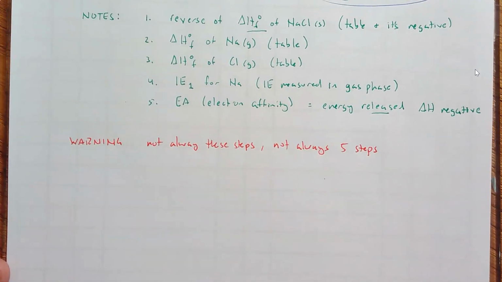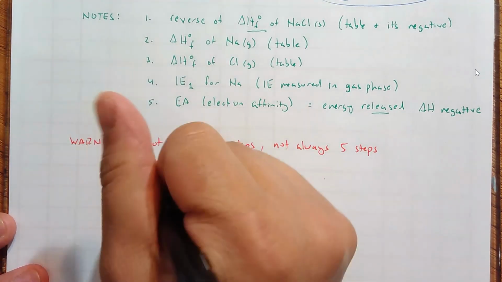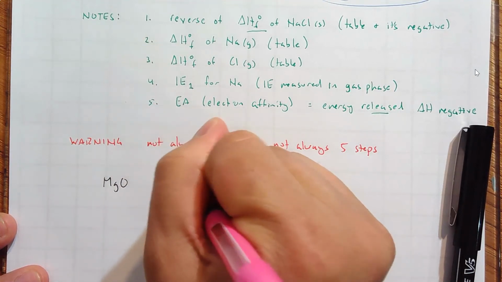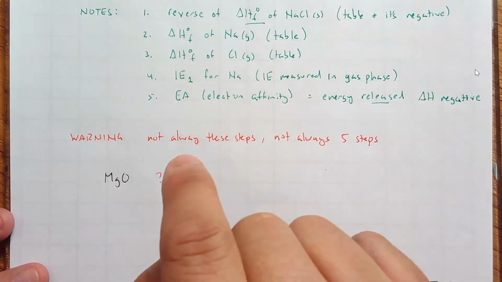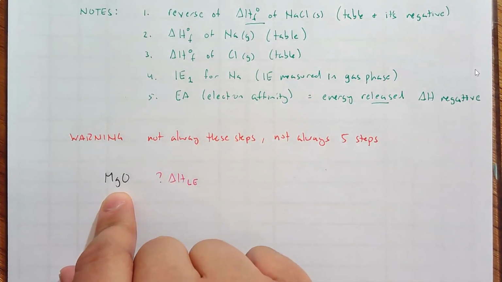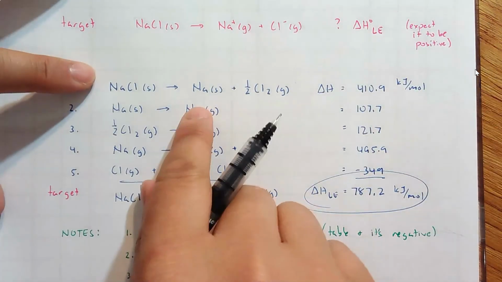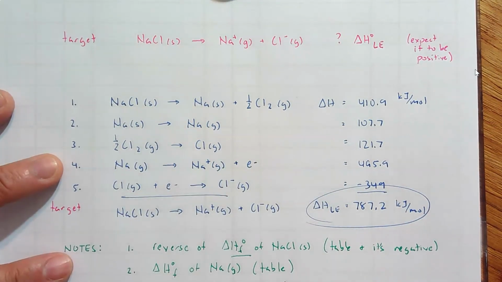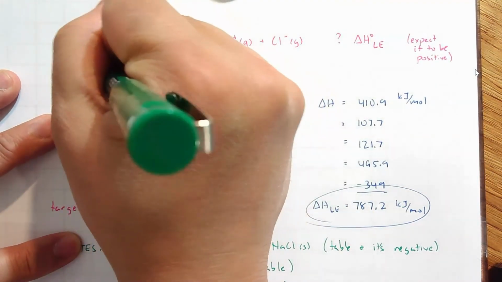But what about if we have MgO? And we want to figure out the delta H lattice energy. Well, think about what we need to get through. We've got to break this up into its constituents at its standard state, because I think it's good to always start at the heat of formation, or the reverse of the heat of formation. So let's mark this as a starting point, actually. Starting point.